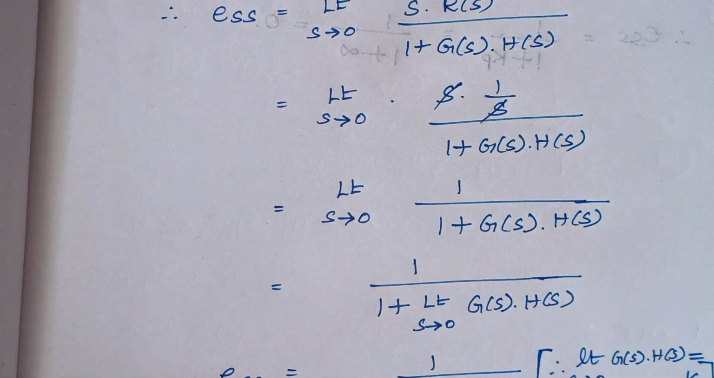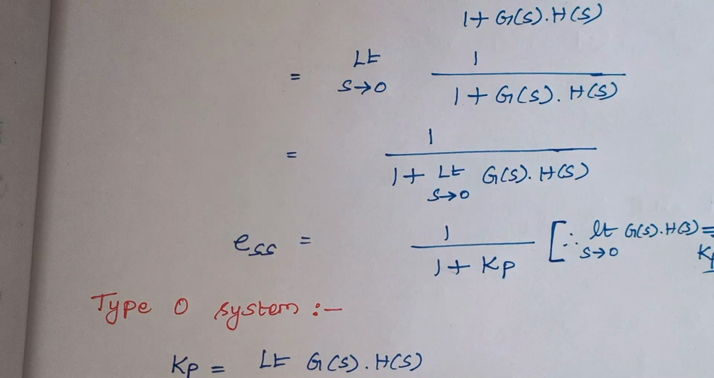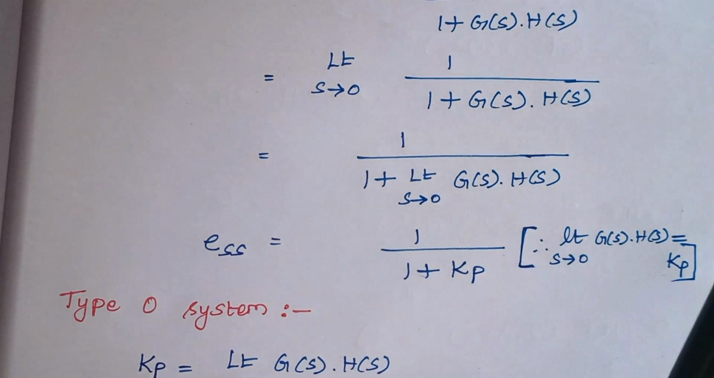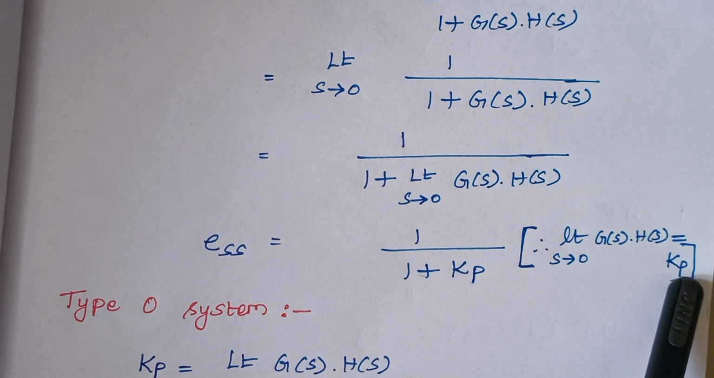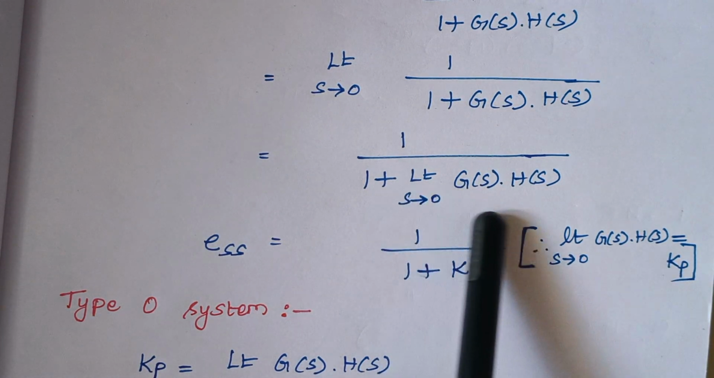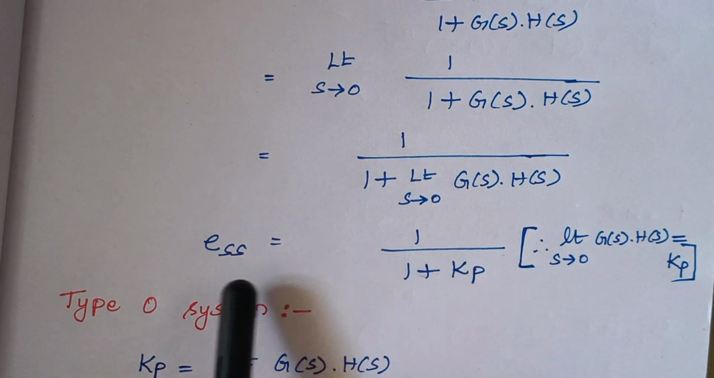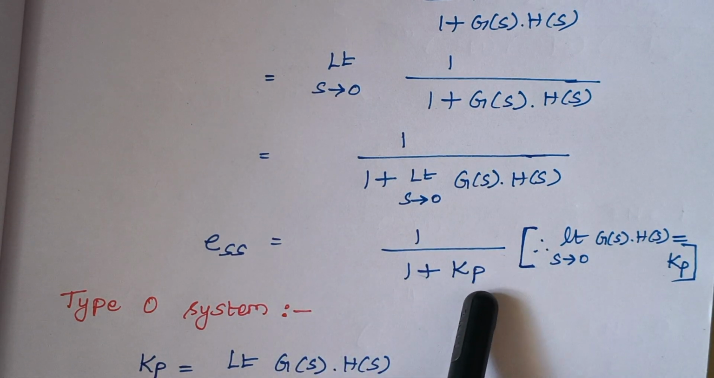Now this expression, limit s tends to 0 of g of s into h of s, is nothing but Kp. This is known as the positional error constant. So instead of this term, I am replacing it with Kp. Finally the steady state error is equal to 1 divided by 1 plus Kp. This is our final expression.